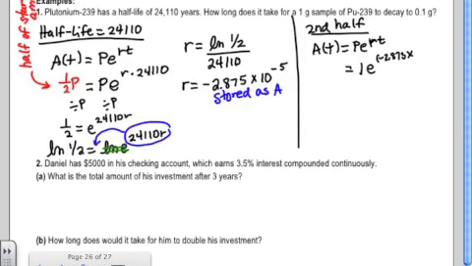And then it decays to 0.1 gram. That's your amount. So I have 0.1 equals 1 times e to that rate I had times t. There's a t up there. All right, so now when I divide by 1, it's still just 0.1 equals all that.